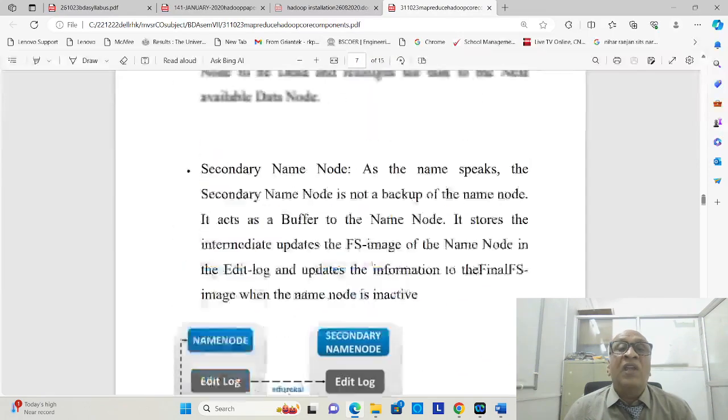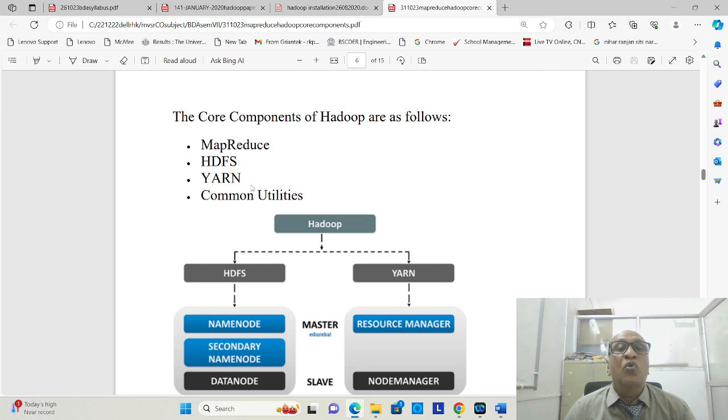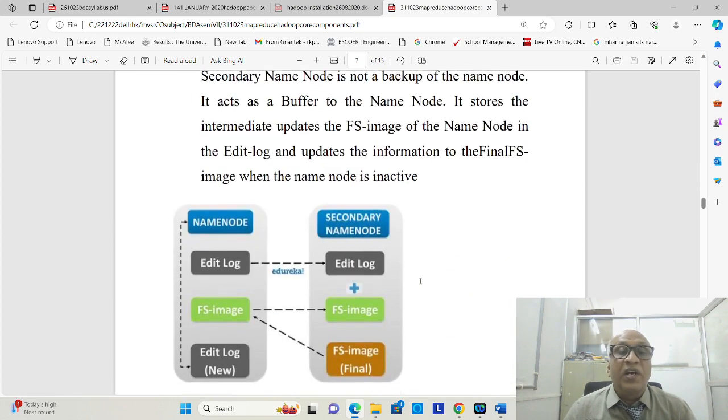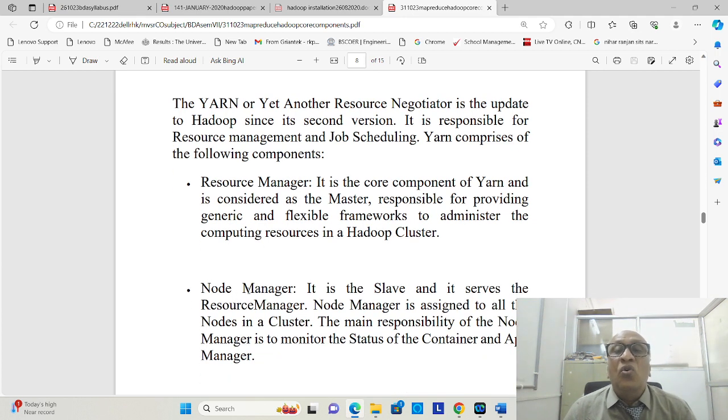Okay, coming to Yarn, which we had seen here as a major core component. If you look at the Hadoop core components, Yarn also is a core component. Under Yarn we are seeing the resource manager and node manager. So let us look at this place. Yarn stands for Yet Another Resource Negotiator. What does Yarn do? Resource management and job scheduling. What are the components of Yarn? Resource manager and node manager.